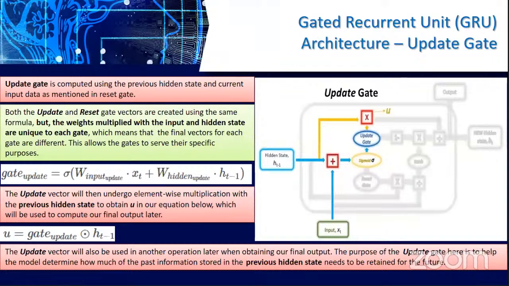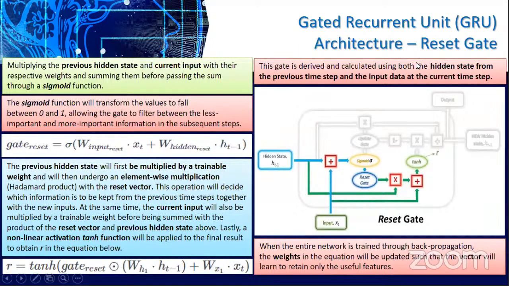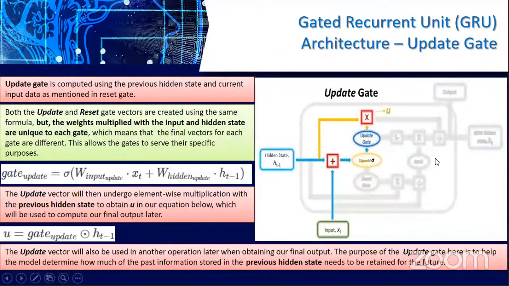So how does an update gate work? An update gate works by first calculating the gate update value, which will be given as sigmoid of W_input_update into x_t plus W_hidden_update into h_(t-1). You will get the gate update. Now you take that and multiply it with h_(t-1), and you will get the next one, which is called U. R is the one you get with respect to reset. U is the one you get with respect to update, right?